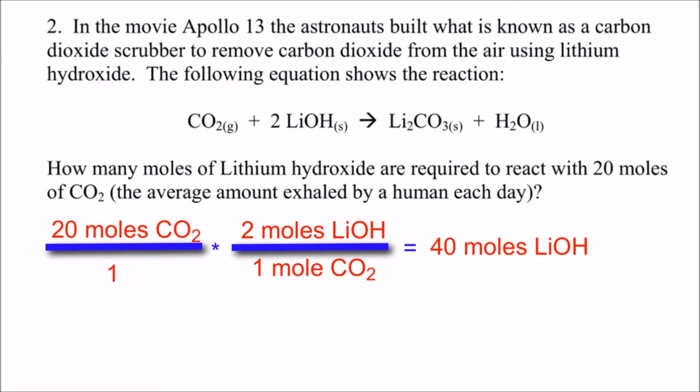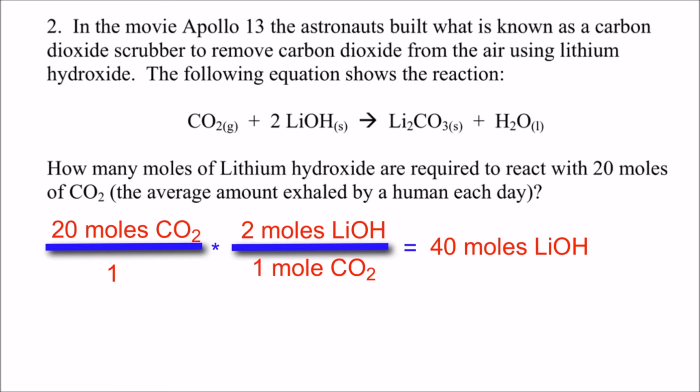Okay, so hopefully you came up with what I did. We put our 20 moles of carbon dioxide over 1, that's our given, and then we would normally convert from grams to moles, but they gave us moles to start with, so they already did step 2 for us. The third step is to use the balanced chemical equation to change from moles to moles. So we changed 1 mole of carbon dioxide into 2 moles of lithium hydroxide.